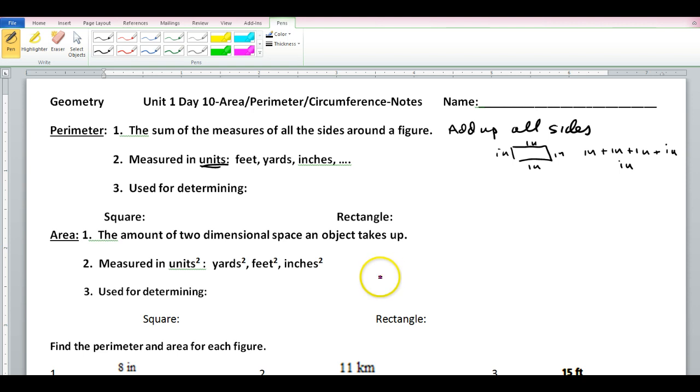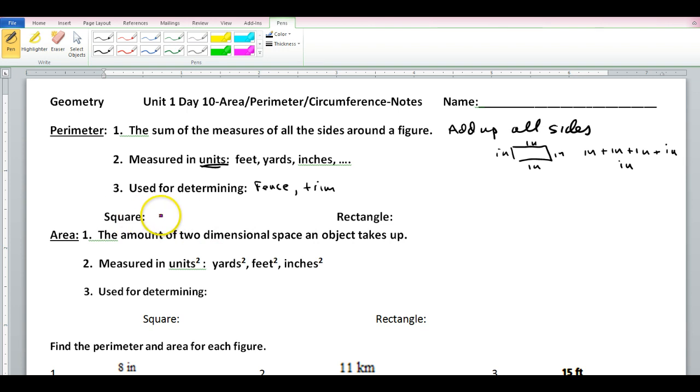Now, what are some things we use perimeter for? We basically look at putting a fence in a yard. How much fence do we need? Trimming your house. We would find the perimeter of the room, and several other things.